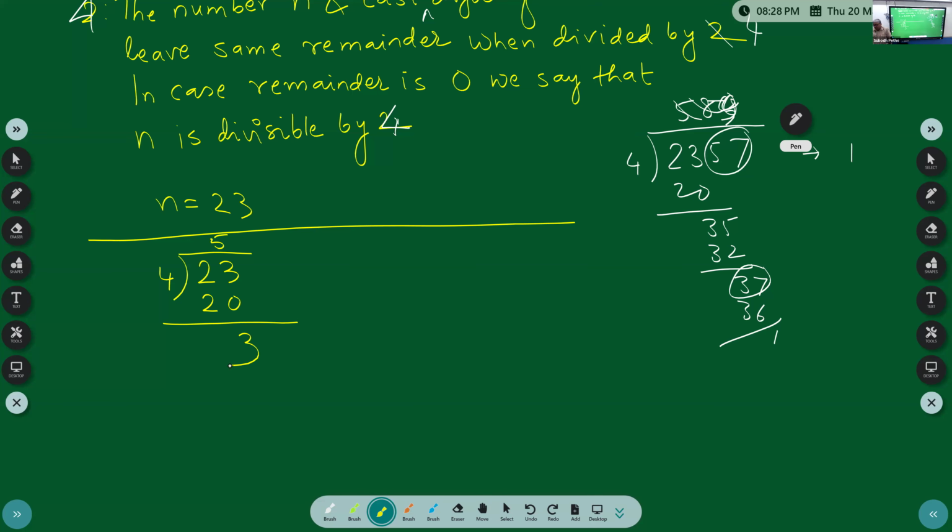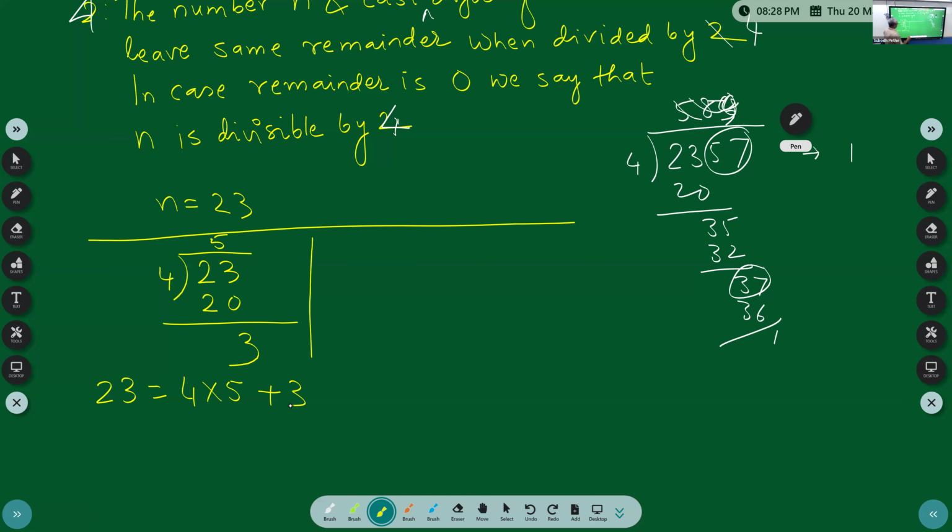Therefore, we call those 3 notebooks a remainder. Unless I get something more, I cannot distribute, because I want each one of them to get an equal share. This is what the remainder is. Now suppose I do exactly the same exercise. This is the work which we did. We can write it as 23 is equal to 4 into 5 plus 3.